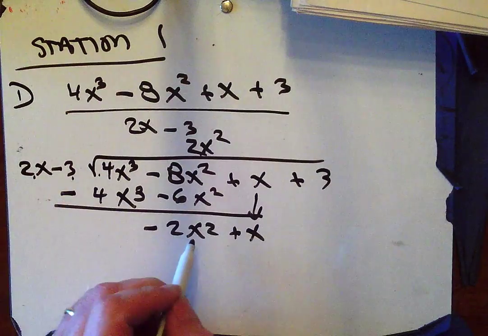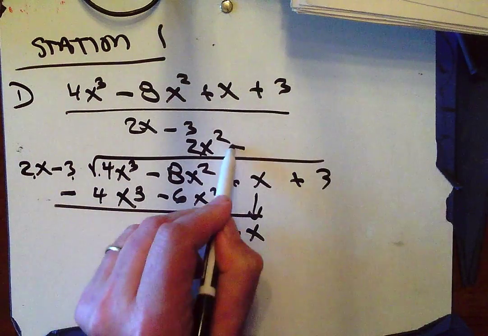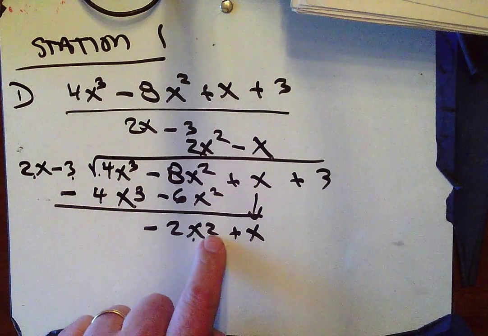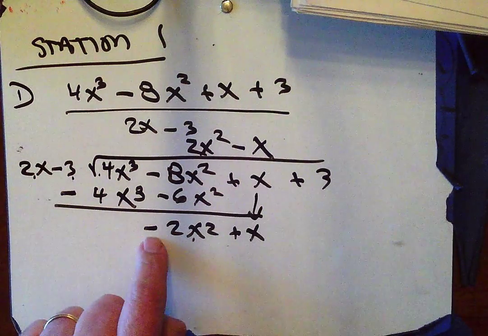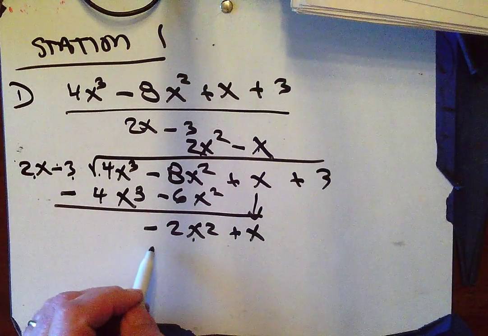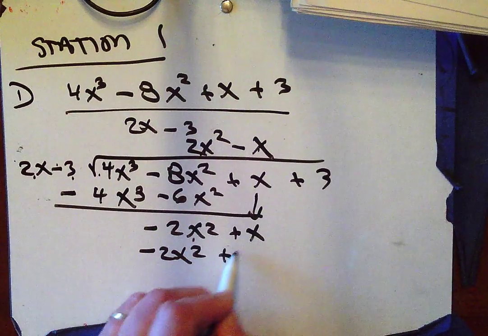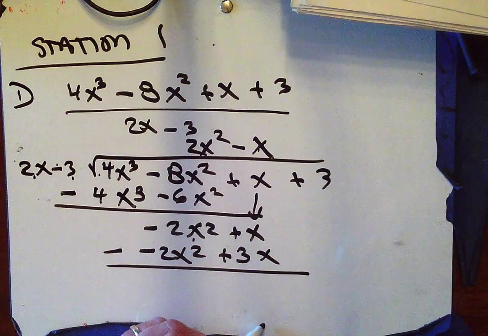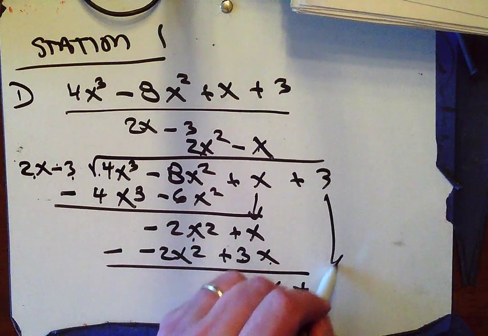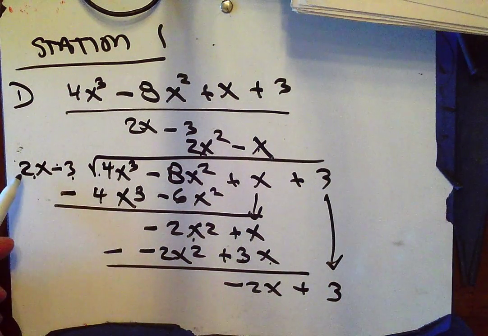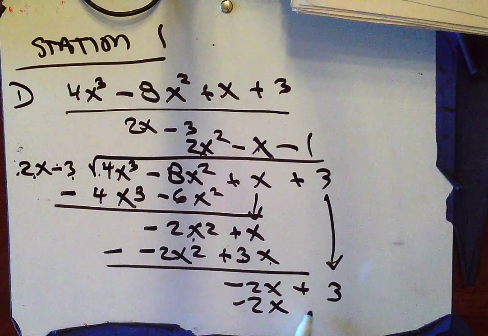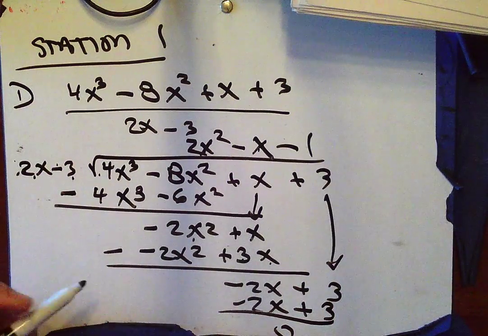What do I multiply this by to turn it into this? Well, that looks like a negative x to me. We've already got the 2. We have one of the x's. We need the extra x, and we need the minus. So when I distribute back, I'm going to have negative 2x squared plus 3x. And I'm subtracting. So 1x minus 3x is negative 2x. And don't forget to bring down plus 3. If I multiply by a negative 1, I'm going to get negative 2x plus 3 with a remainder of 0.